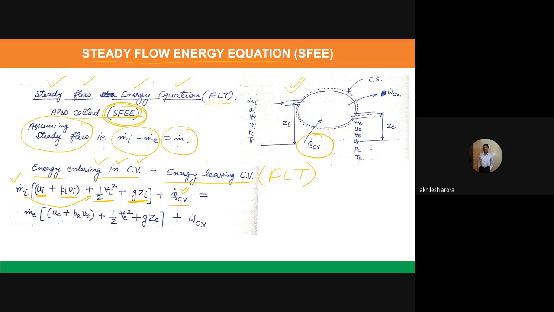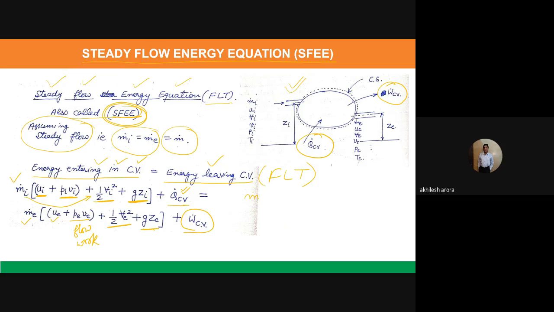Similarly, now we have to think about the energies which are leaving the control volume. So once again, a similar equation we will write: me, this is the mass which is leaving, then this is the internal energy, this is the flow work which is leaving the control volume, and then we have the kinetic energy term of the fluid, then this is the potential energy term, and along with it we have the work which is also leaving the control volume, which is shown here by the W dot CV term.